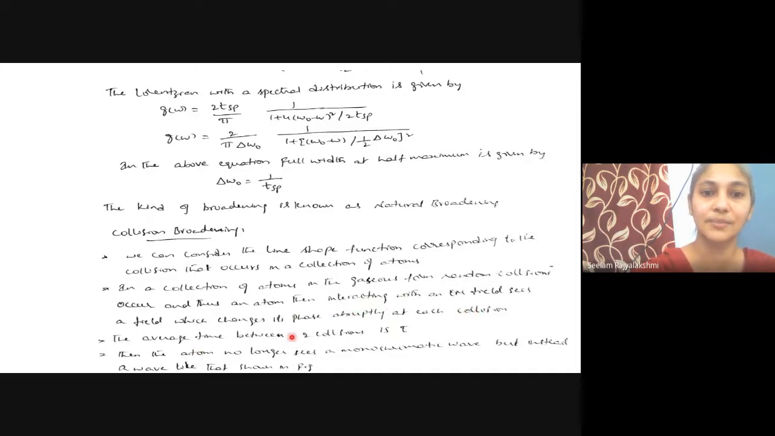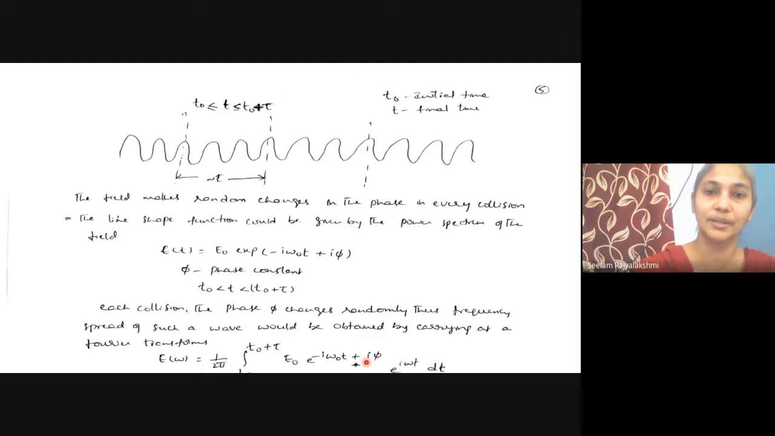The average time between two collisions is τ. So the atom no longer sees a monochromatic wave, but instead a wave like that shown in the figure. We cannot see a monochromatic wave. Here we can observe an abrupt change at each collision. The phase changes, so the field makes random changes in the phase at every collision.